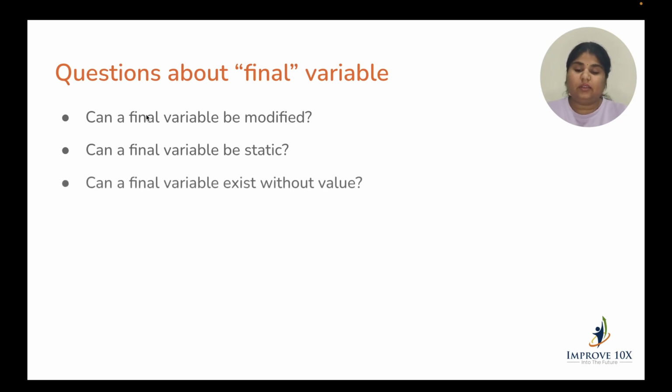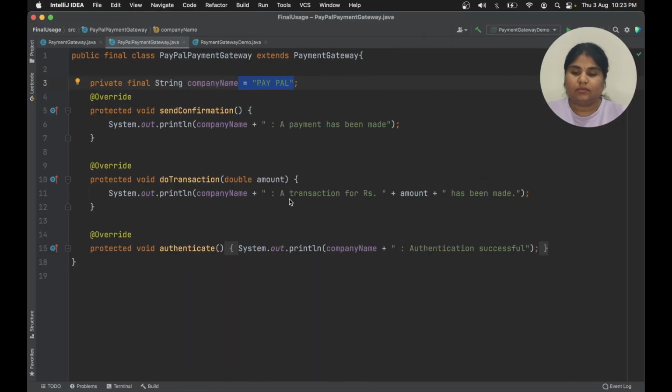Next, can a final variable exist without a value? Let us go ahead and check it. So I'm removing the assignment, which is PayPal. So just declaration is not possible.